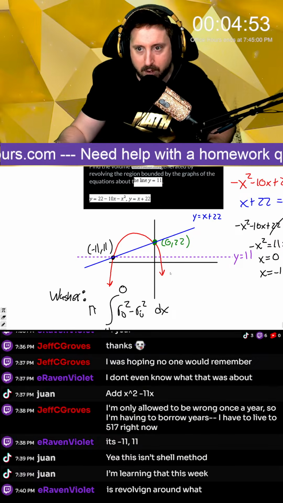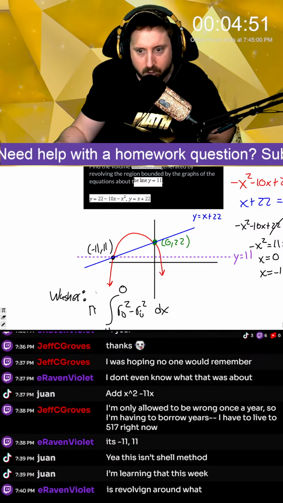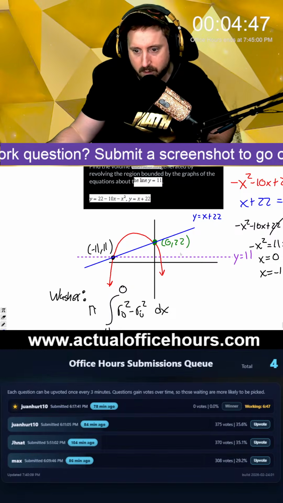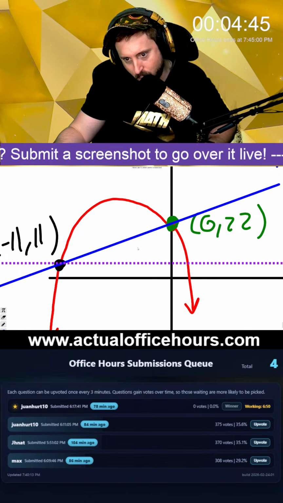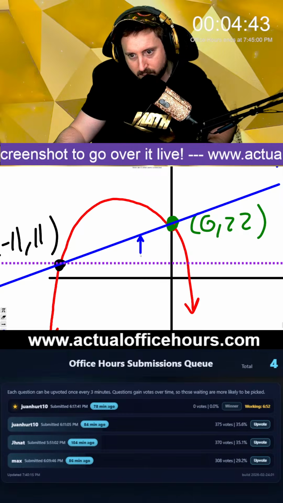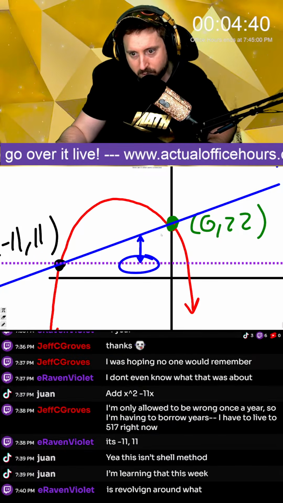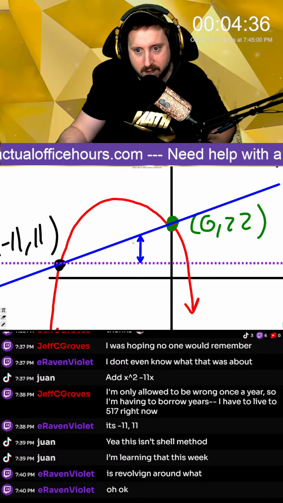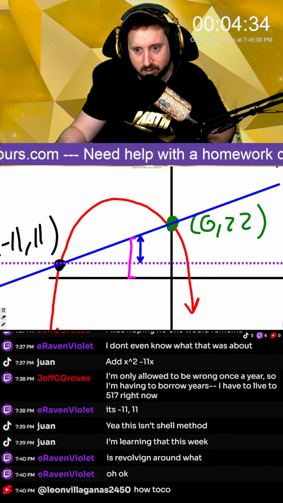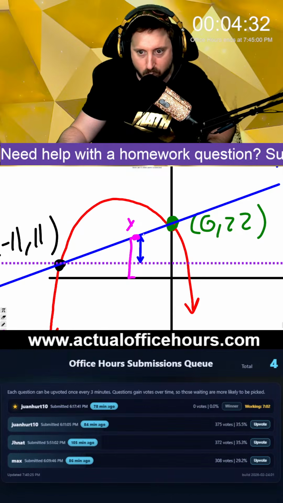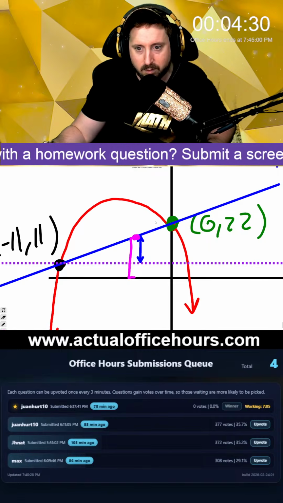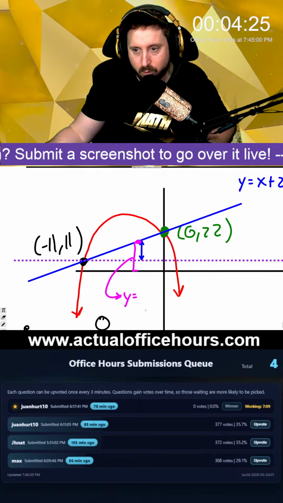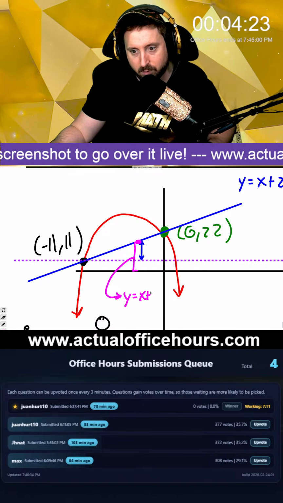Yeah, it's revolving around the line y equals 11. So r inner is always this blue line, okay? But I need to figure out what the distance is from here to here, okay? What I know is this distance is the same thing as the y coordinate of the blue line. And that's y is equal to x plus 22.